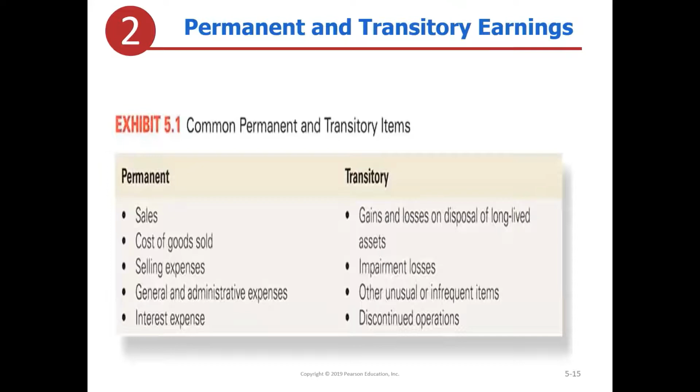So again, in Exhibit 5.1, you see examples of permanent and transitory items. Permanent, consider your sales, your cost of goods sold, selling expenses, interest expense. They're permanent. Transitory, they change. Gains and losses on disposal of long-lived assets, impairment losses, discontinued operations. Those are considered transitory.